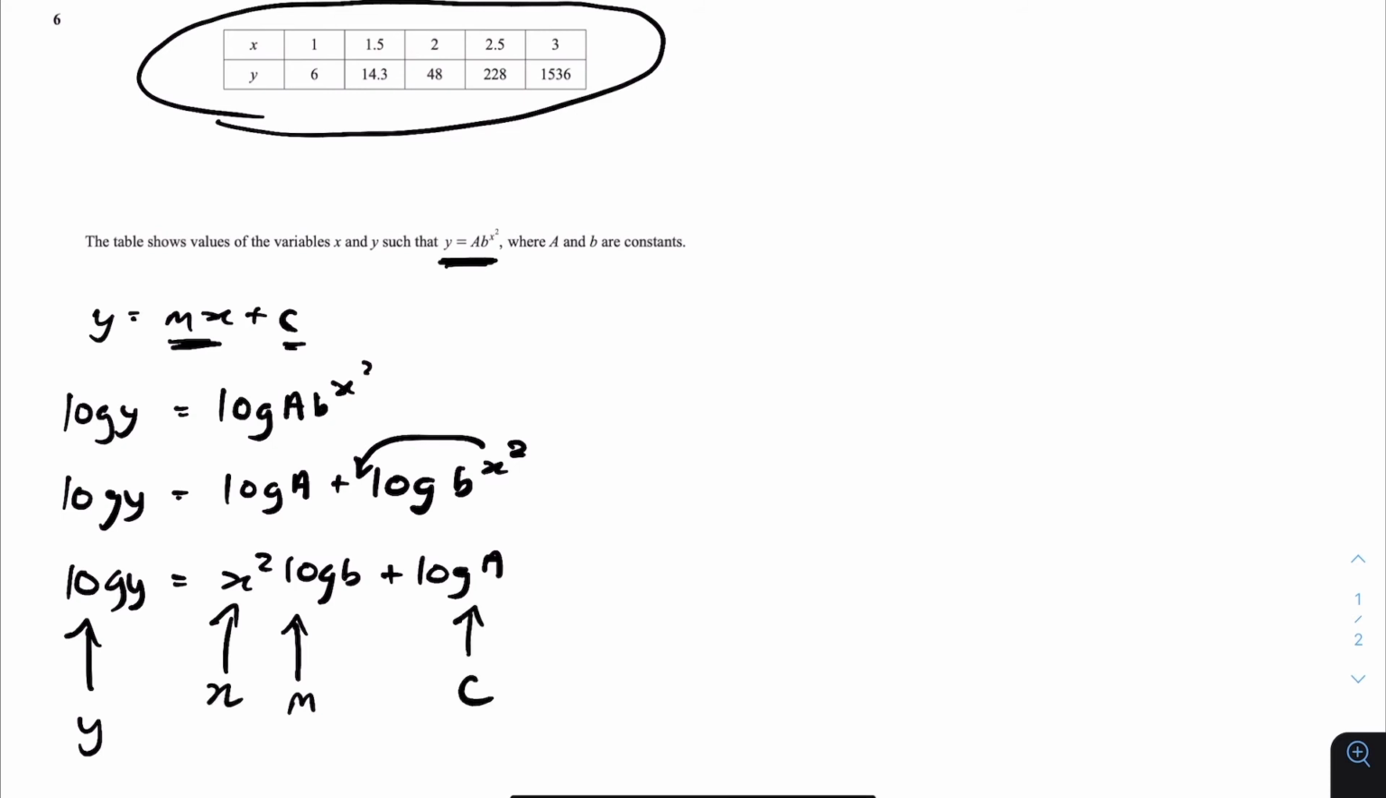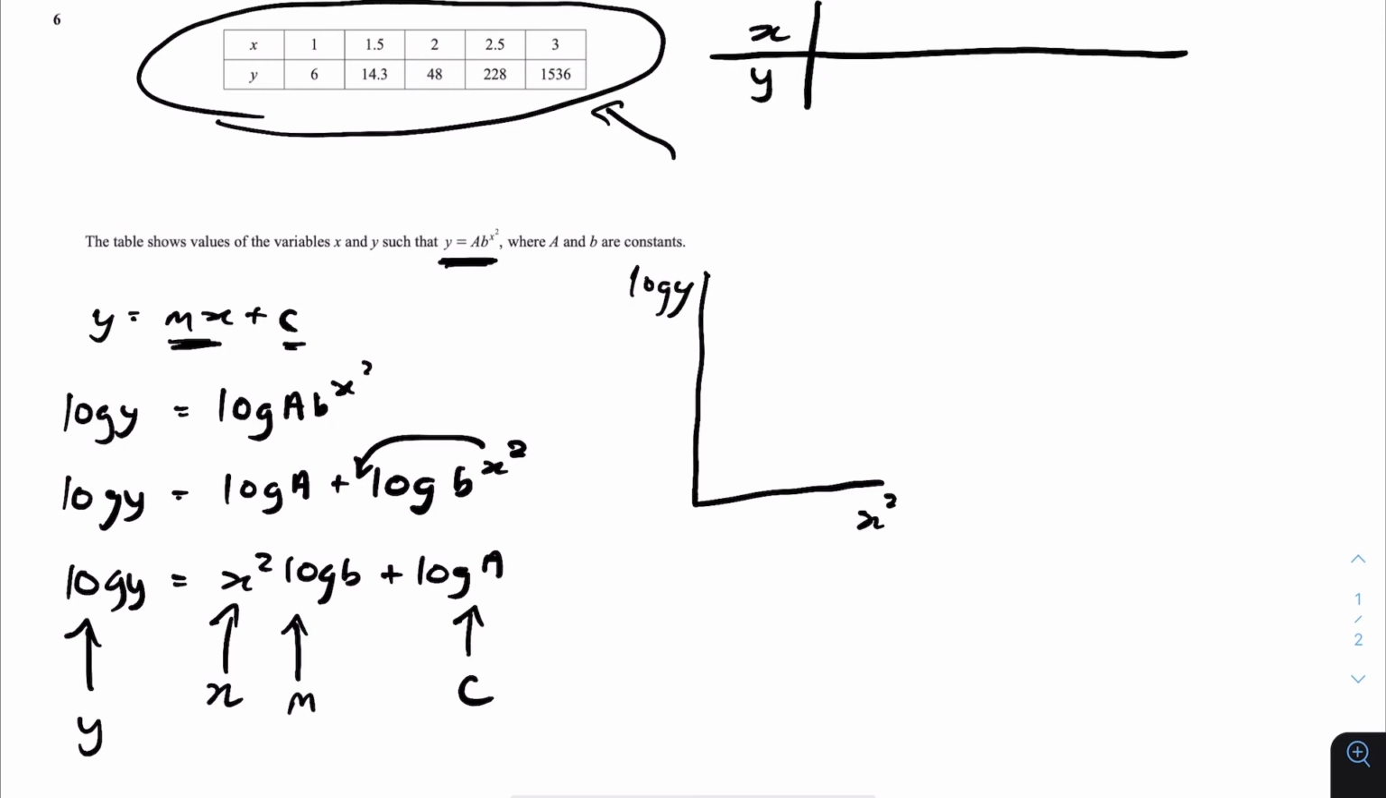So what do we do now? Well, we actually have to plot. We can plot a graph of our two things, which is log y and x squared. So what do we need to do? We actually need to change the values here so that they're in terms of log y and x squared. So let's look at x squared first. Let's draw another table here where we can actually just do this.